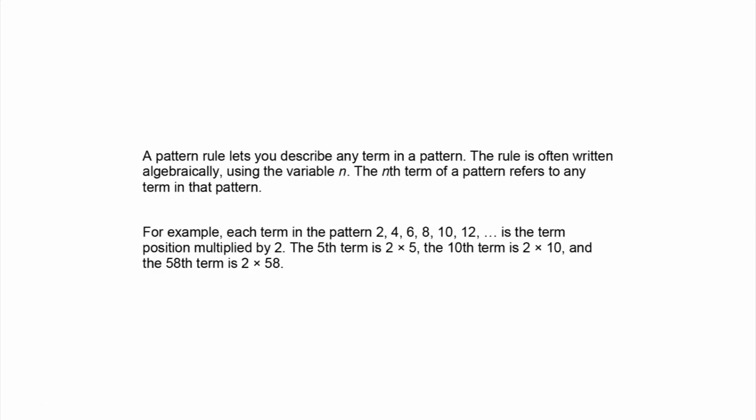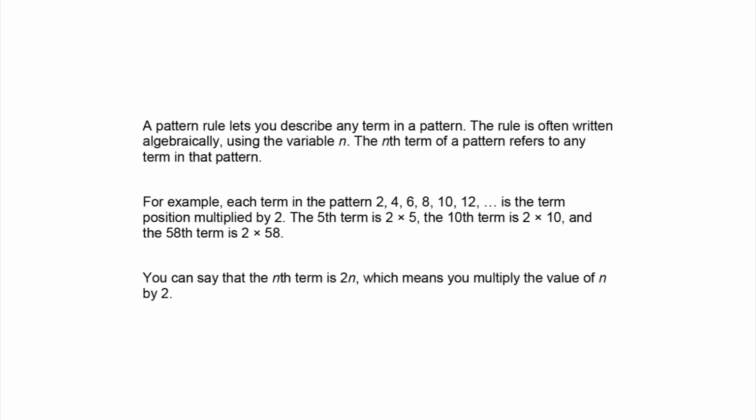For example, each term in the pattern 2, 4, 6, 8, 10, 12 is the term position multiplied by 2. The 5th term is 2 times 5. The 10th term is 2 times 10. And the 58th term would be 2 times 58. You can say that the nth term is 2 times n, or 2n, which means you multiply the value of n by 2.